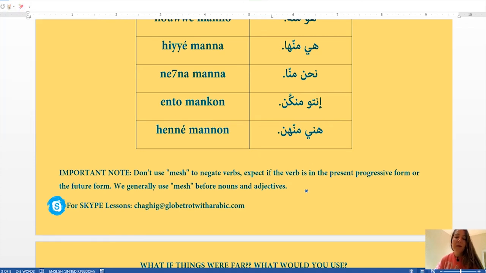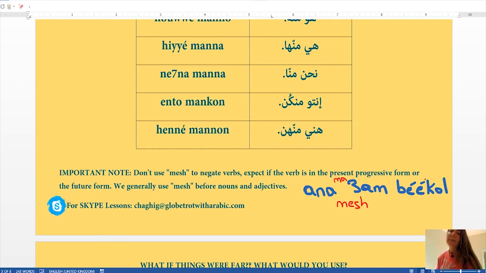For example, أنا عم باكل. I am eating. أنا عم باكل. If I want to make this negative, I can use the ما as usual with all verbs. أنا ما عم باكل. I am not eating. But because it's present continuous, I am eating, I can use أنا مش عم باكل, for example. Okay? أنا مش عم باكل. I am not eating. أنا ما عم باكل.